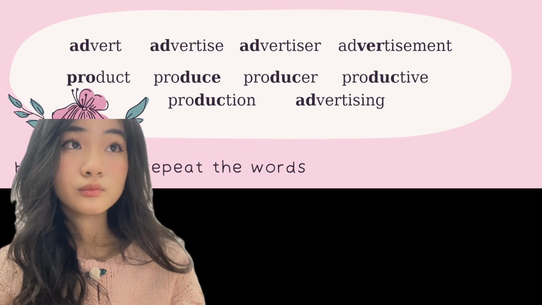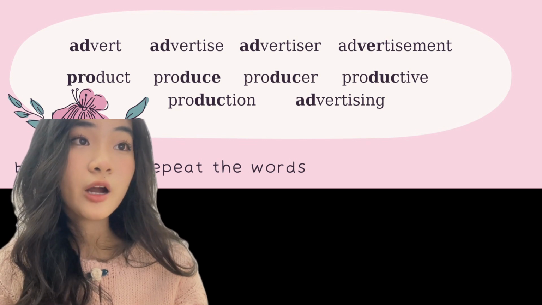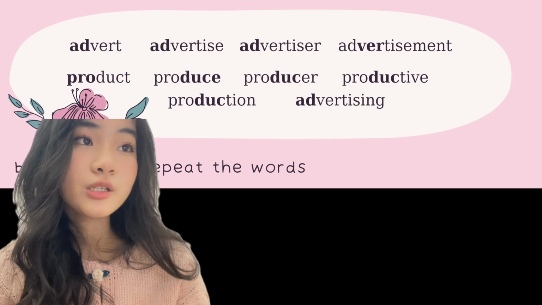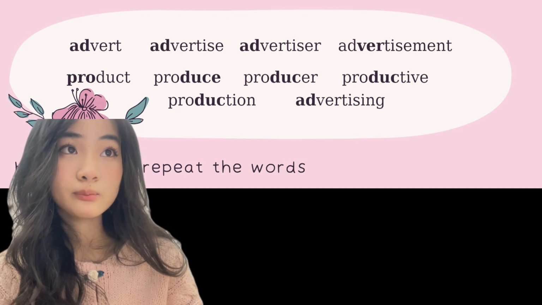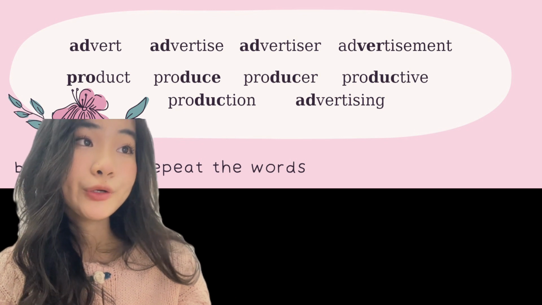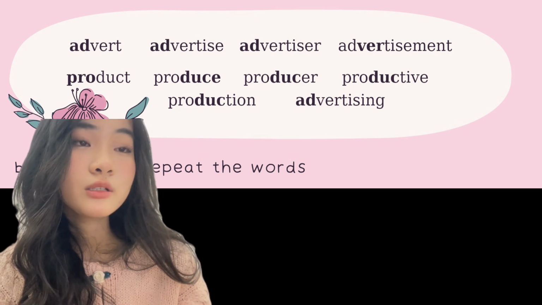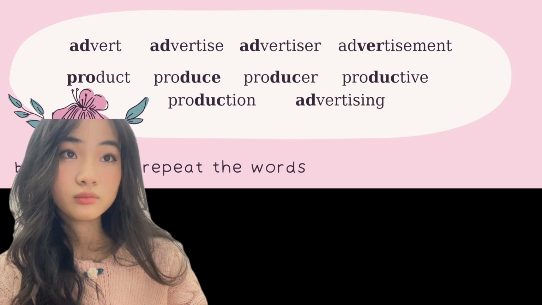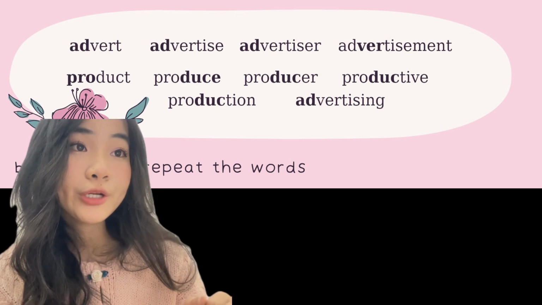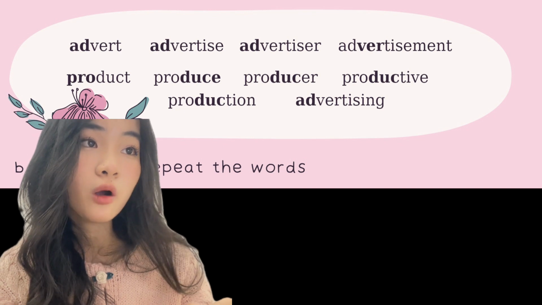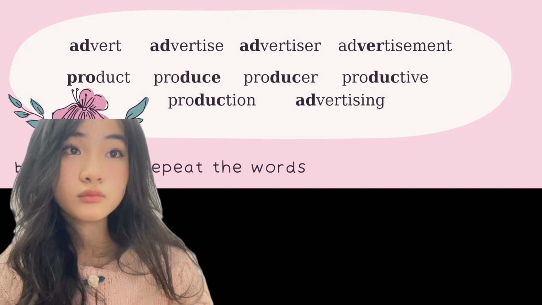Product. Products is read on the first syllable. Produce. Produce is read on the second syllable. Producer. Producer is read on the second.